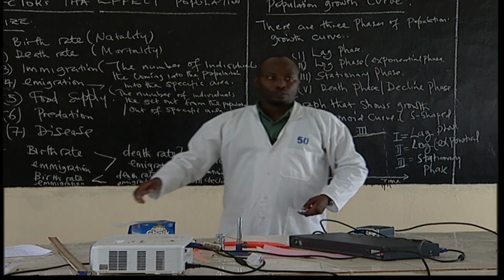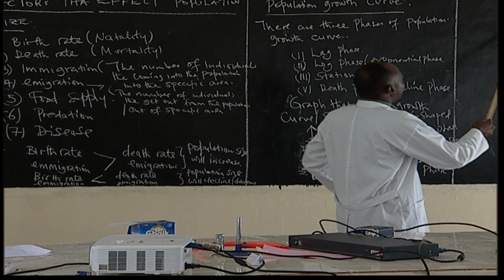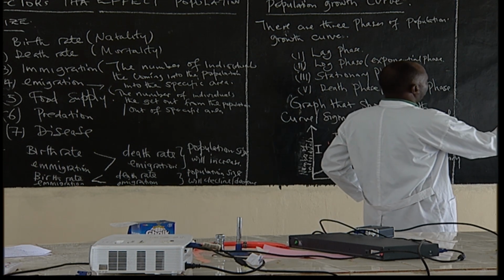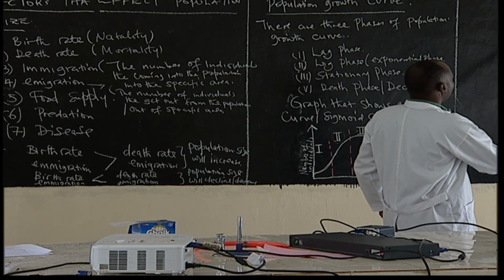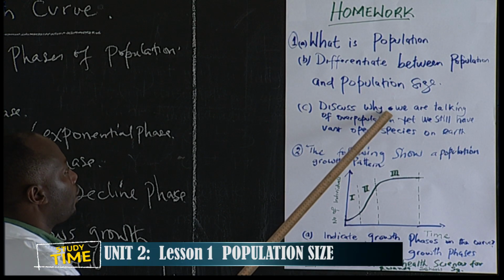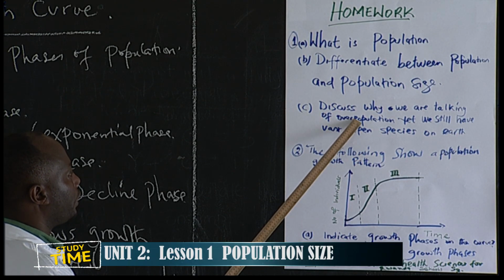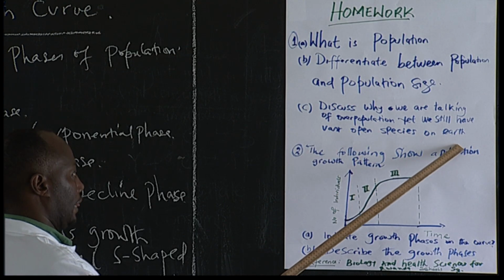Students, quickly, let's go to the home assignment that I will go through with you. The home assignment I am leaving is: what is population? Differentiate between population and population size. C, discuss why we are talking of overpopulation, yet we still have vast open spaces on Earth.